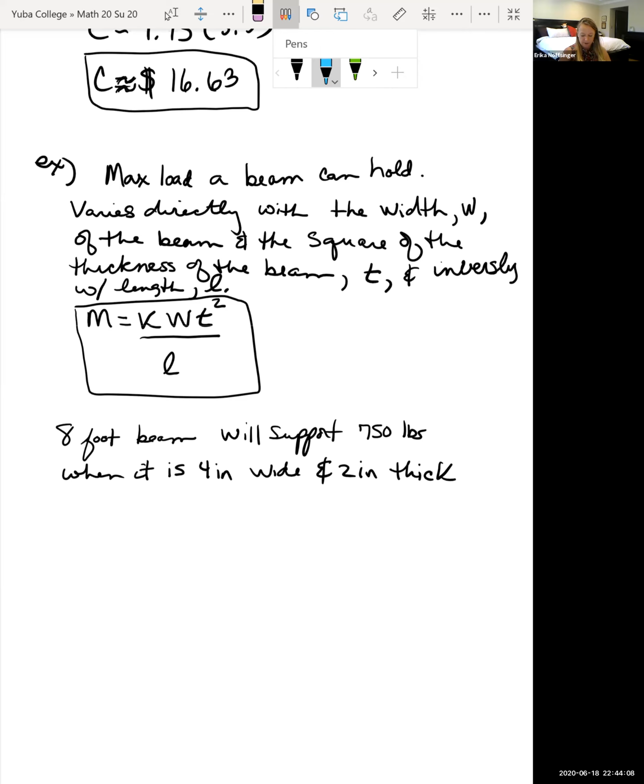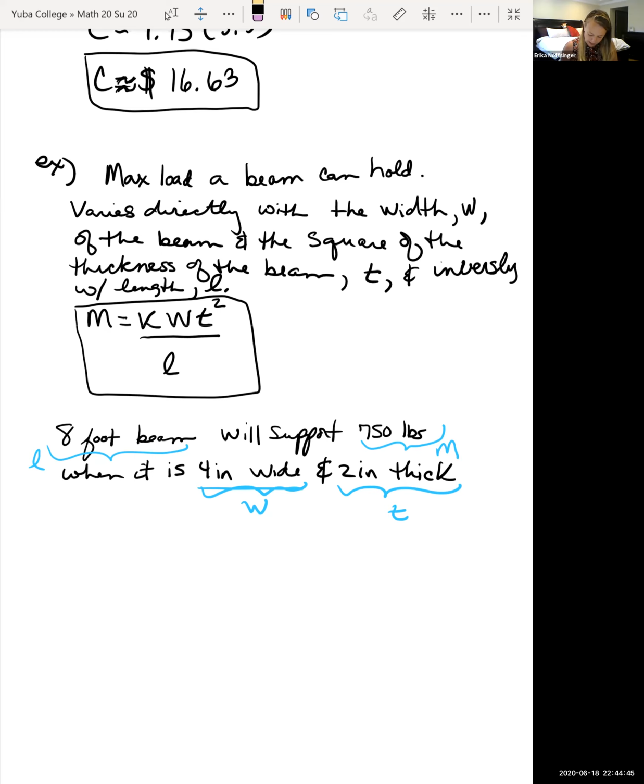And so we have an 8-foot beam. We have the thickness and the width. So the length of our beam looks like it's 8 feet. It's 4 inches wide, so this is our W. Here, 2 inches thick, that is our T. This 8 is our length. And the 750 is our maximum M.